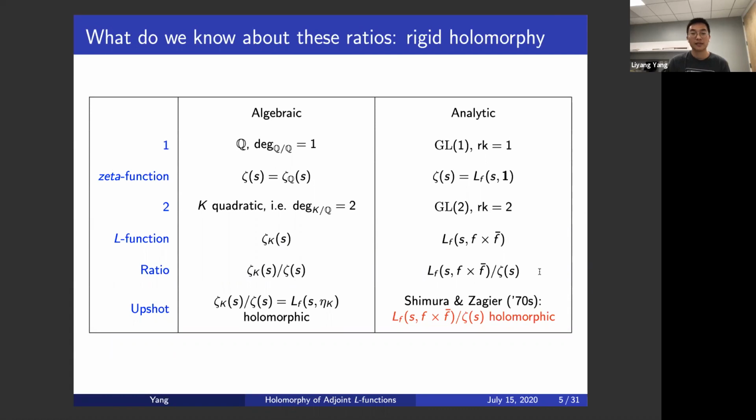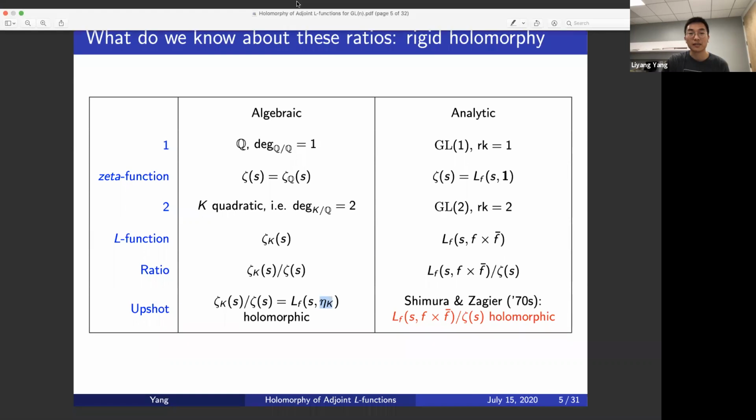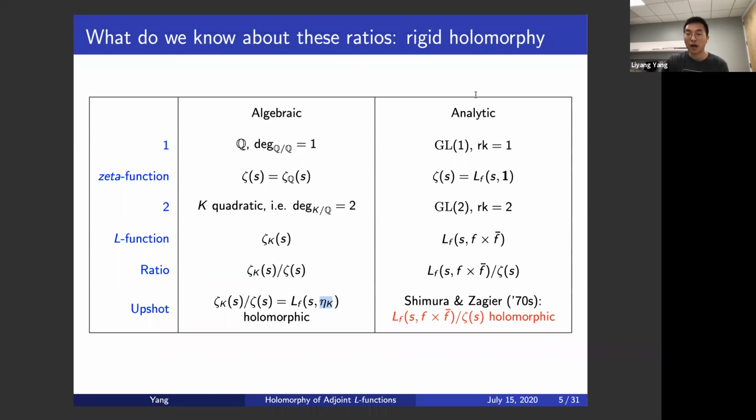This can be seen easily from the algebraic side, because it's just a quadratic extension. The ratio just becomes an Artin L function of some quadratic character. This quadratic character is associated to the field extension, whereas on the analytic side, things would be much less trivial. It's actually a theorem of Shimura and Zagier that this analytic thing is holomorphic as well.